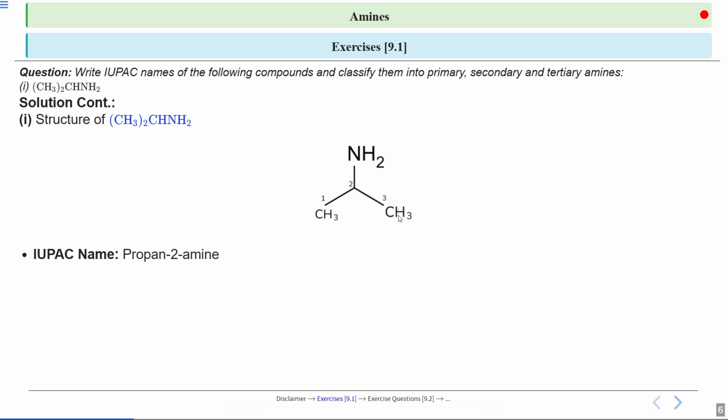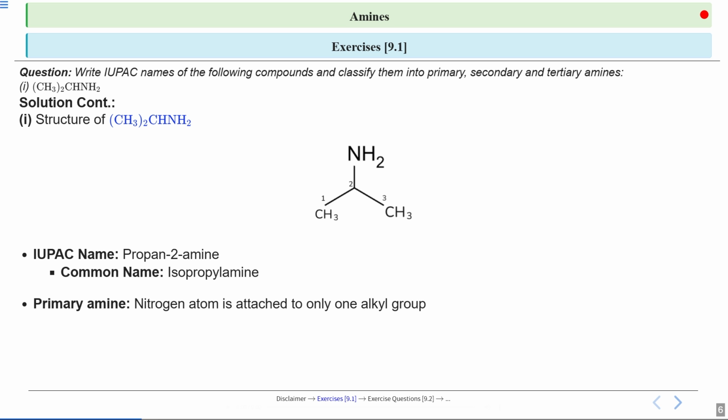Now when we see the IUPAC name, it will be propane because it has 3 carbon atoms. Whenever we are naming an amine, we replace the E of propane by amine. So here it is propan-2-amine. This 2 indicates the position of the NH2 group. So the final IUPAC name will be propan-2-amine, and the common name will be isopropylamine.